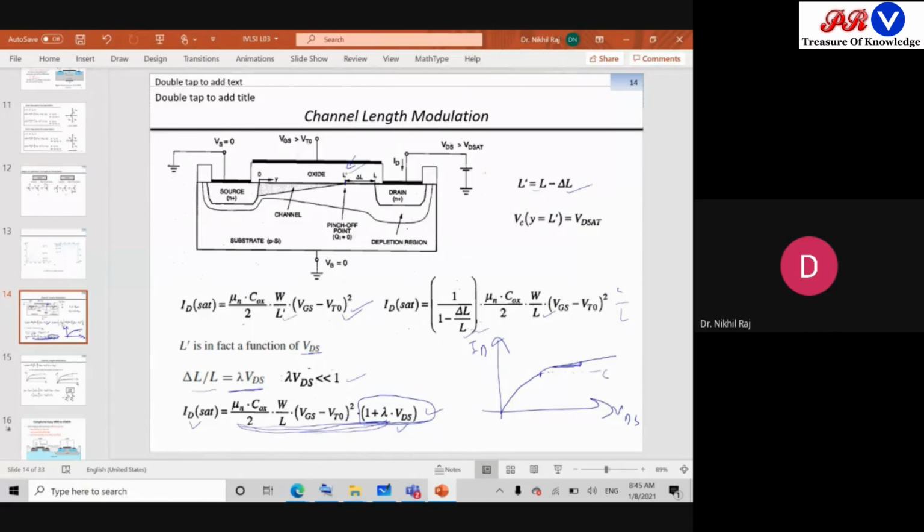So this is called your channel length modulation. Though in digital it does not play a vital role, for analog designs it plays a major role in estimating the current values. Okay. So this was your MOS IV characteristic.